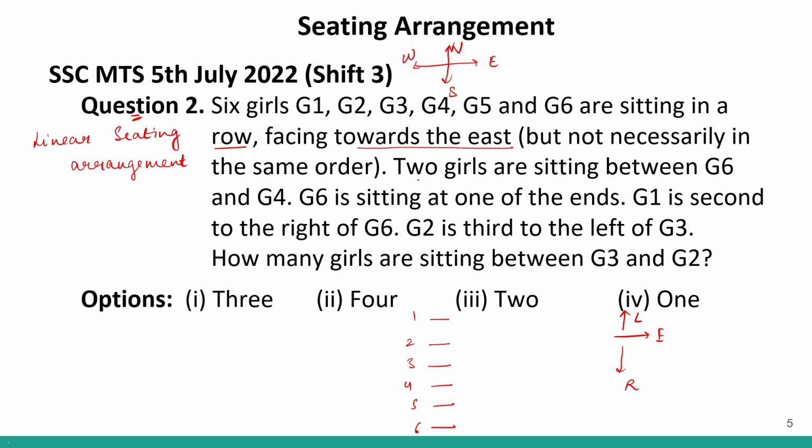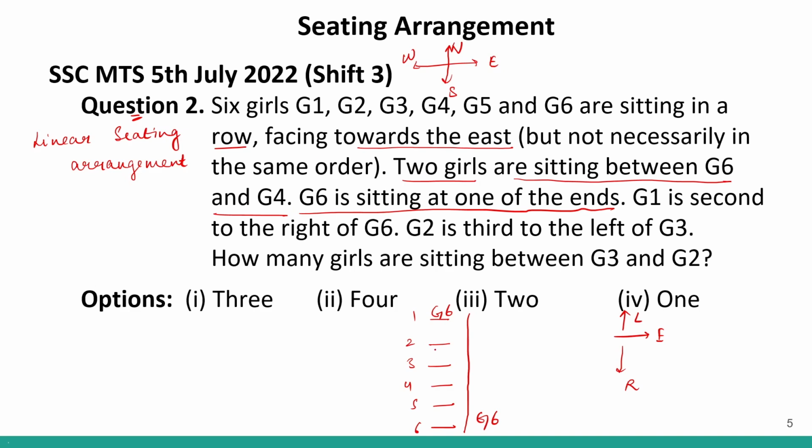Now, it is given to us that 2 girls are sitting between G6 and G4 and G6 is sitting at one of the ends. So, one of the ends, if I take 2 possibilities, G6 can sit over here or G6 can sit over here. 2 possibilities they have. It is G6 is sitting at the end. Correct? This information says that two girls are sitting between G6 and G4.